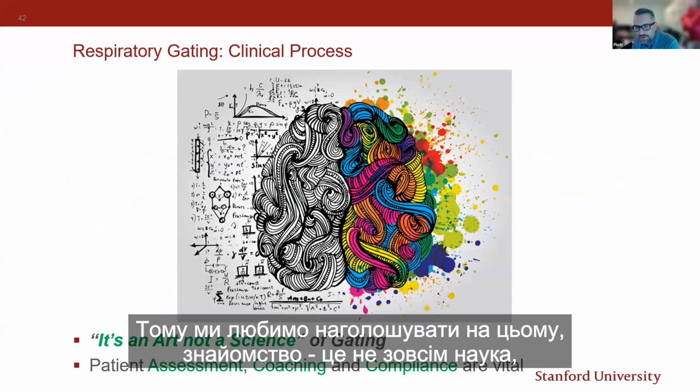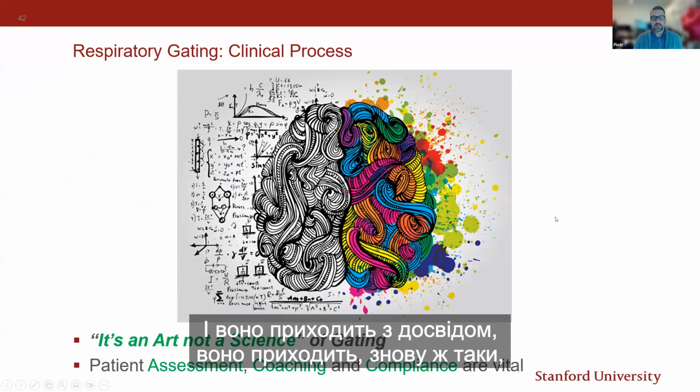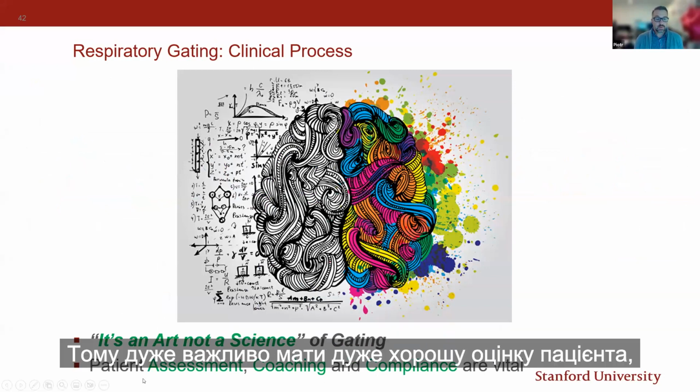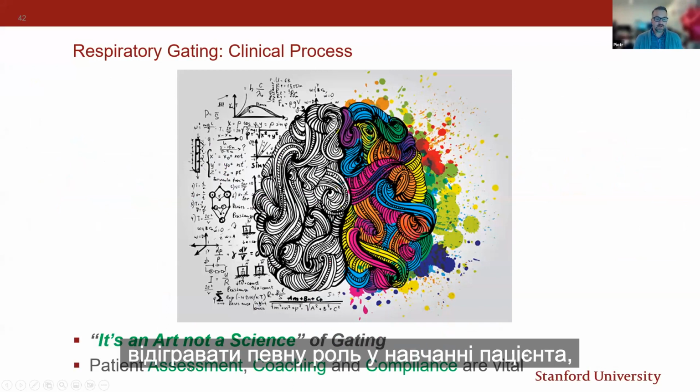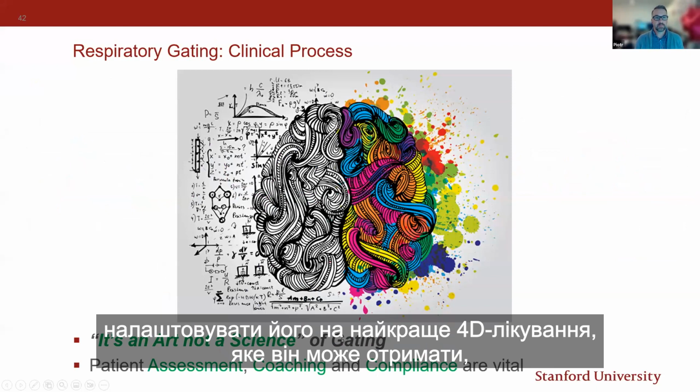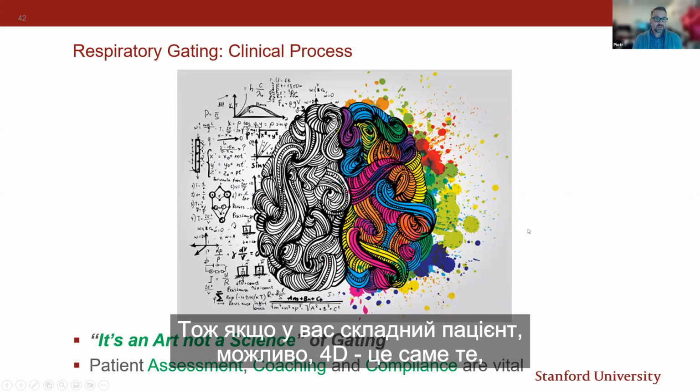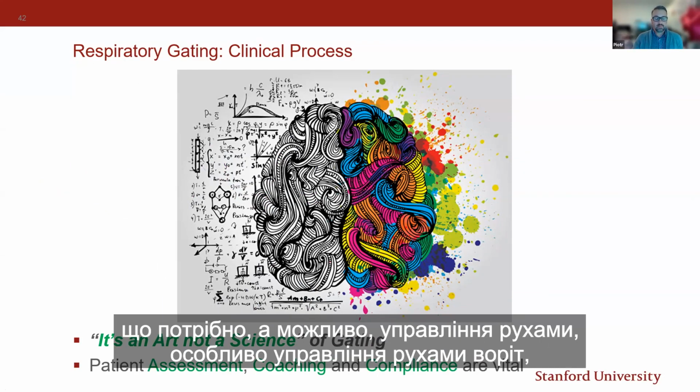We love to stress this: gating is really not strictly a science, there's an art to it. It comes with experience and time. So it's very important to have very good patient assessments and play a role in coaching the patient, to set them up for the best 4D treatment they can receive, and compliance. If you have a difficult patient, maybe motion management, especially gating, is not appropriate.